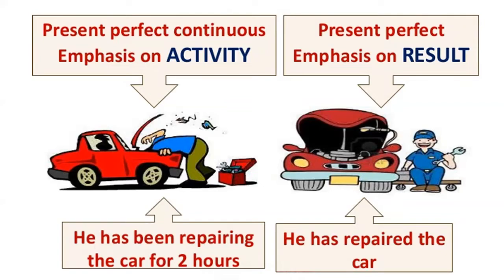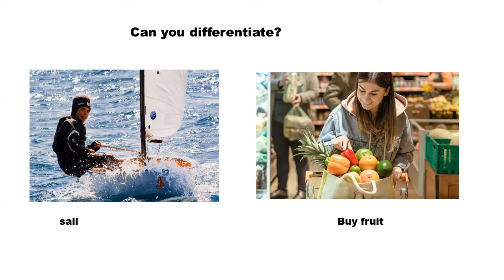Now you have got two pictures on your screen. One is of a person who has gone sailing and the other is of a girl who has been buying fruit. Can you differentiate between both of them? Can you tell me which tense we will use for the person who is on sail and which tense we will use for the woman who has been buying fruit? You got the answer, of course.